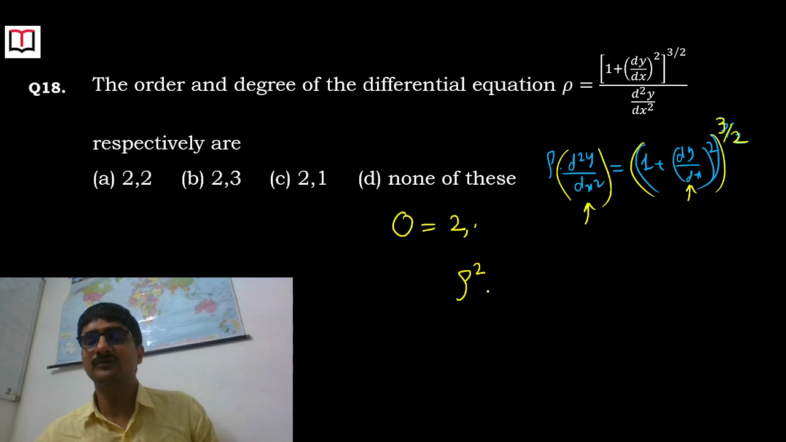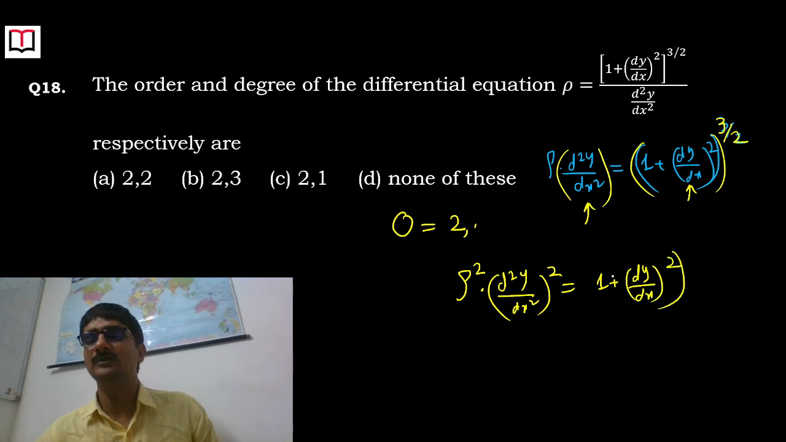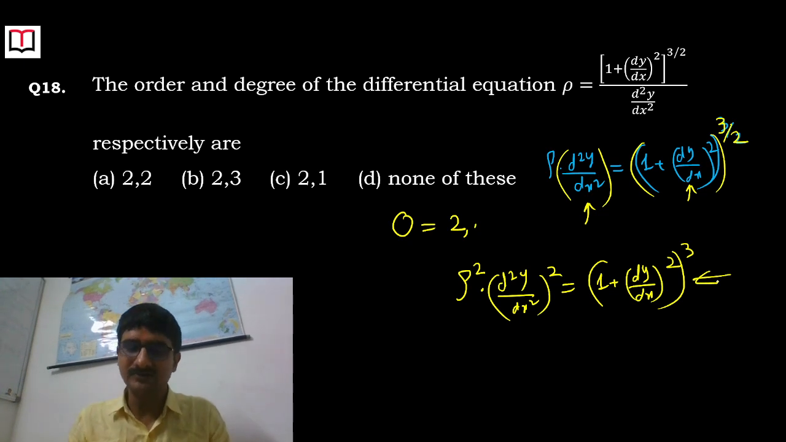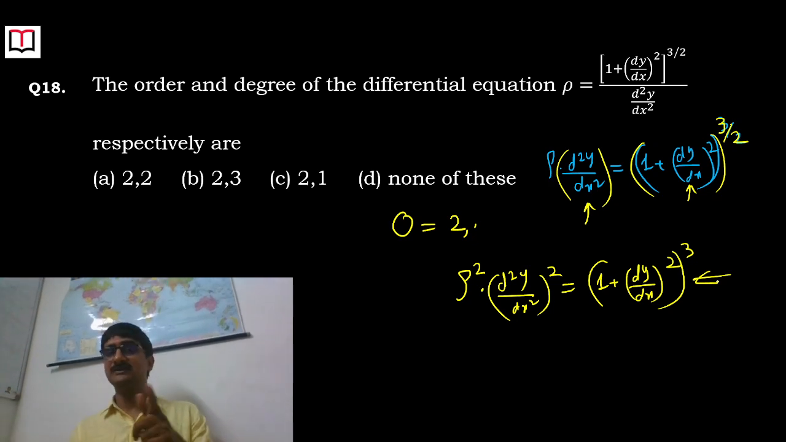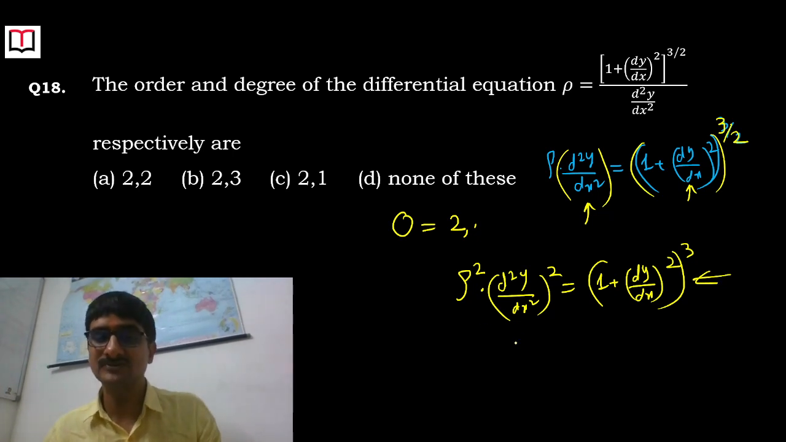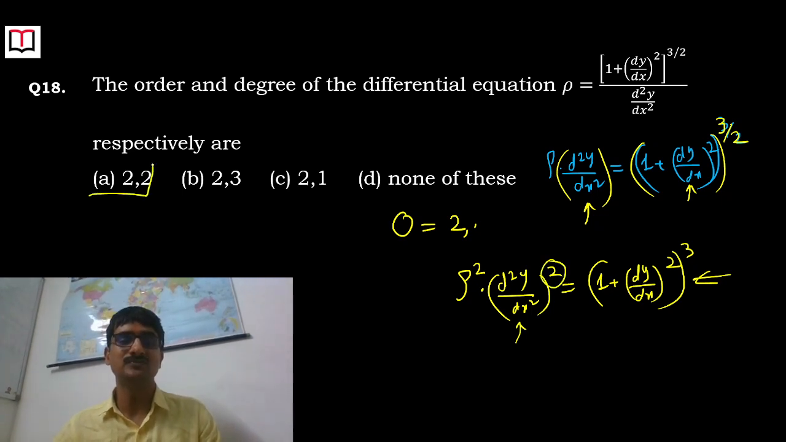So you can write rho square (d2y by dx2) whole square is equal to ((1 plus (dy by dx) whole square)) whole cube. Now, if you open this cube, won't the RHS give you terms similar to the terms of a polynomial? Of course, yes. So in that case, how do we define degree? We define degree as the highest power of the highest order derivative. There's only one term of highest order derivative, the second order derivative, and its power is 2. So order and degree both should be 2 and 2 here. So that's question number 18.